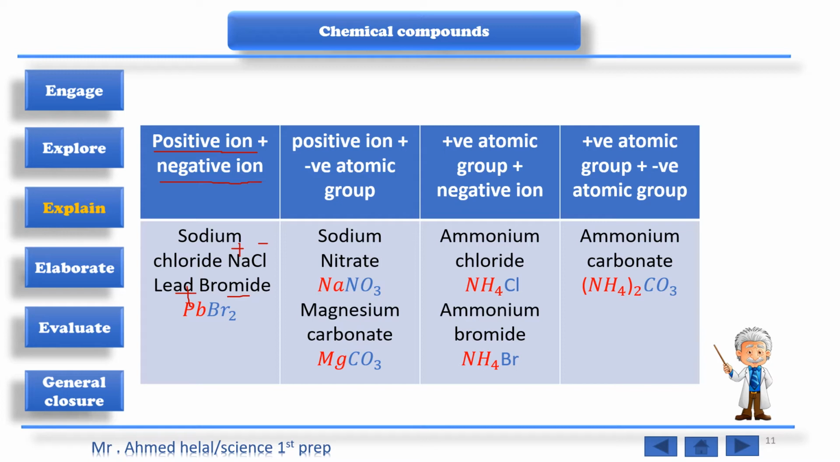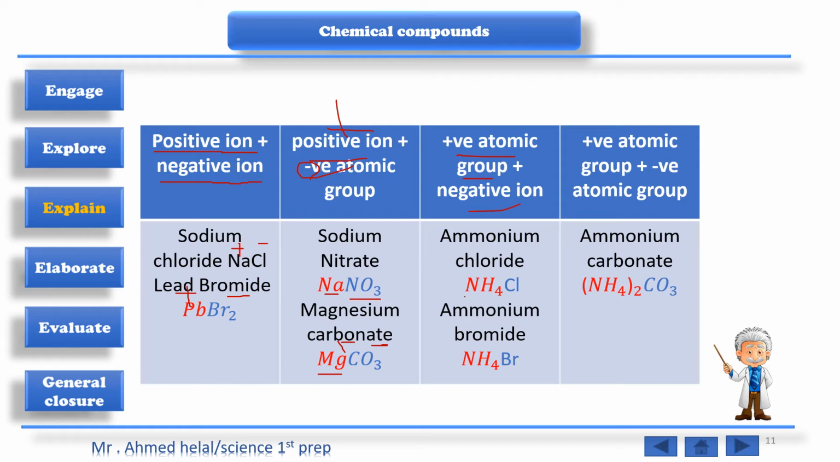It may be a positive ion plus a negative group, positive and negative. Like sodium nitrate, this is a negative ionic group, and we have magnesium carbonate, this is positive and this is carbonate, negative atomic group. It will be a positive ionic group with negative ion.